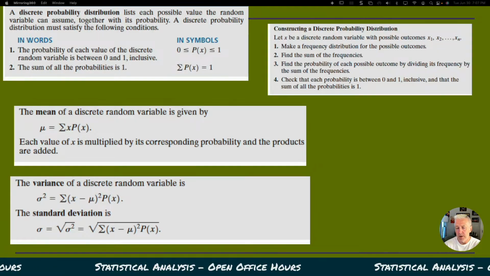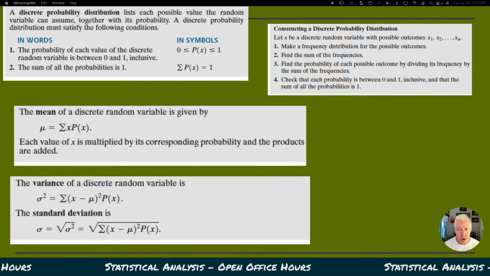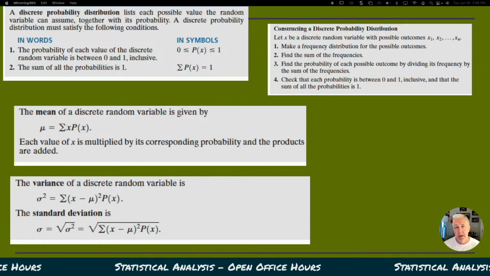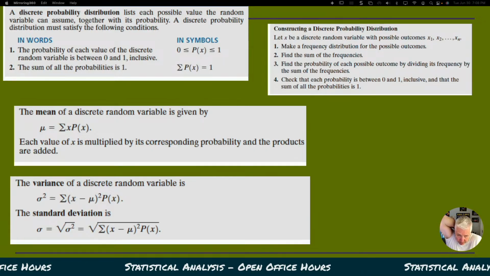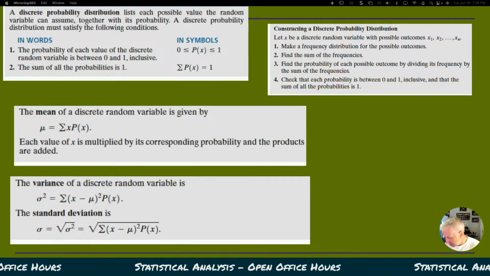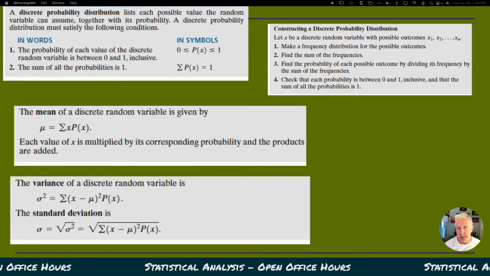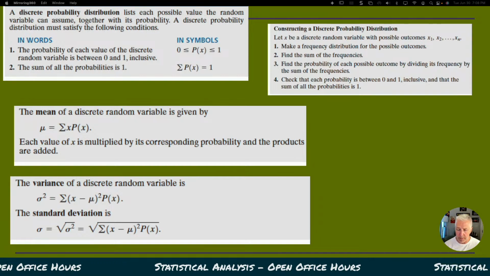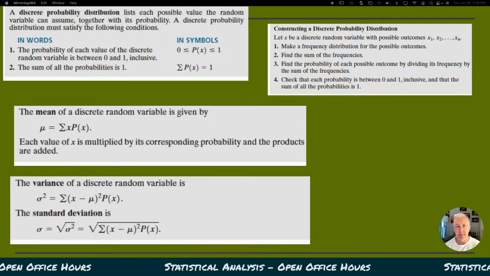So here we are. Right there, a discrete probability distribution lists each possible value the random variable can assume together with its probability. Now the ones we did last week, we had to build. Once we build them, then we were dealing with the possible outcomes for the experiment, and then the probabilities associated with each. It must satisfy two conditions. First, all the probabilities have to fall between 0 and 1 inclusive. That's normal. They don't step outside of that, or it doesn't classify as a probability for us. And second, the sum of all the probabilities is 1.